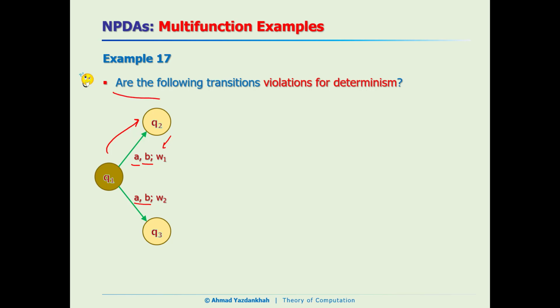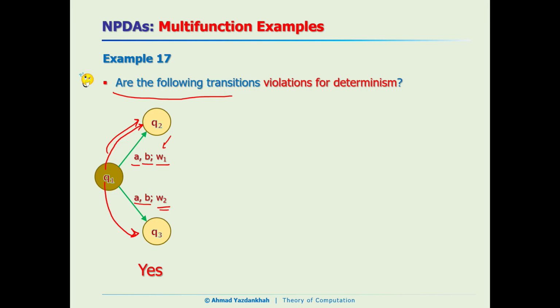This is one simple example of a violation of determinism. Is this a violation? Yes, definitely it is, because the machine can move to Q2 and push W1 in the stack, and at the same time the machine can go to Q3 but push something else. To handle this situation, the machine definitely needs two processes.